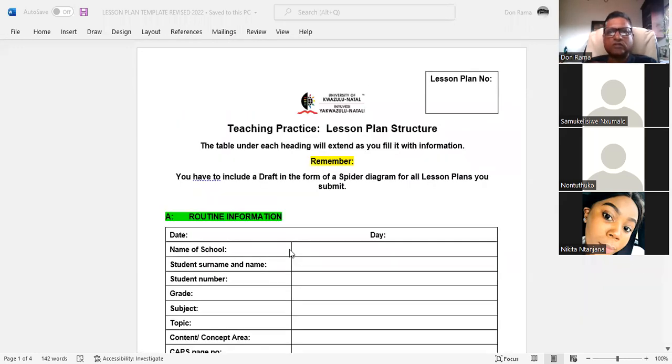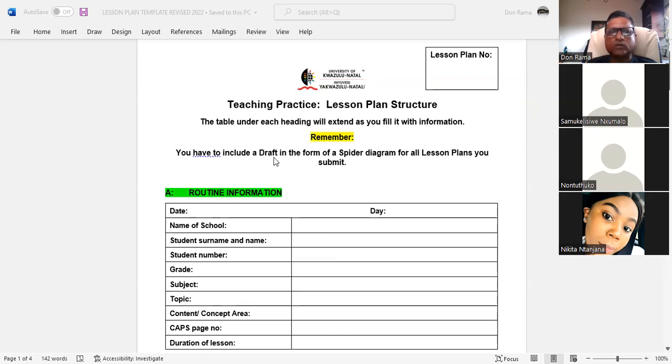Okay, so this is the lesson plan structure. In other words, this is the format that you will use to prepare your lesson plans. No other format is allowed. This is the university requirement. The university wants you to do all your lesson plans following this format, right? So you also need to include a draft lesson plan, which is in the form of a spider diagram, which I will show you a little later as well.